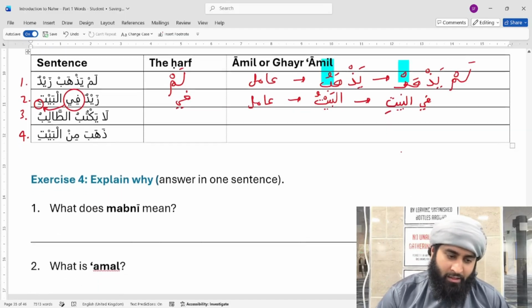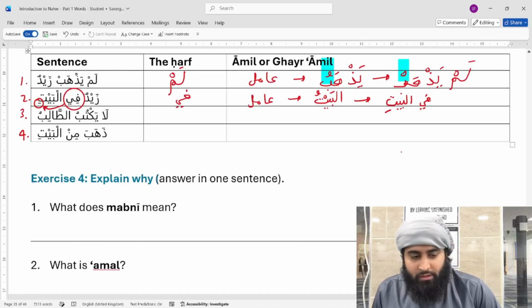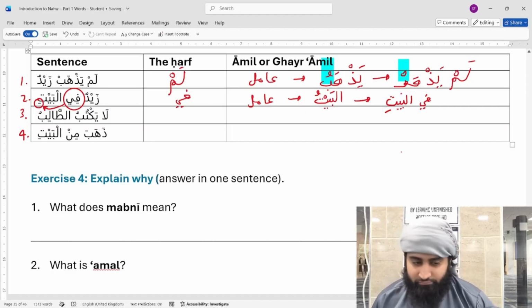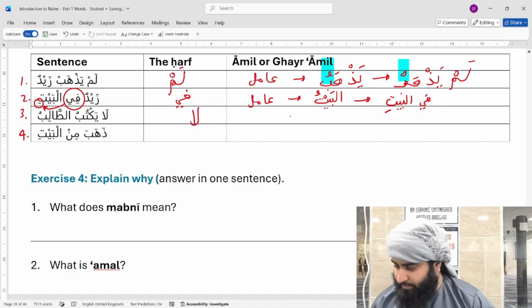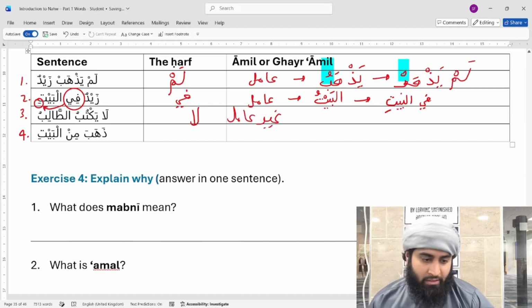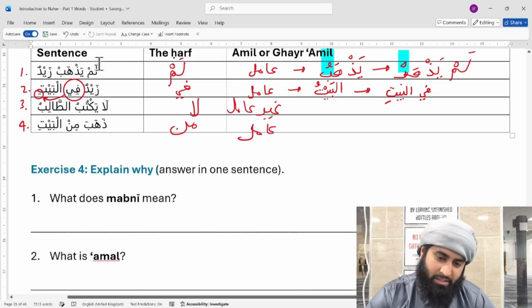Bayti. Okay. لا يكتب الطالب. لا يكتب الطالب. The harf is لا. Well done. And is it عامل or غير عامل? غير. Well done. Because by default يكتب is always going to be like that. All right. ذهب من البيت. من عامل or غير عامل? عامل. Well done. Okay. Same thing as the example before.